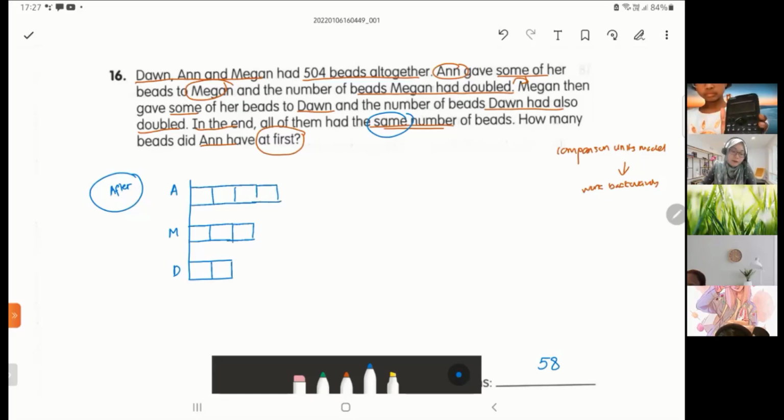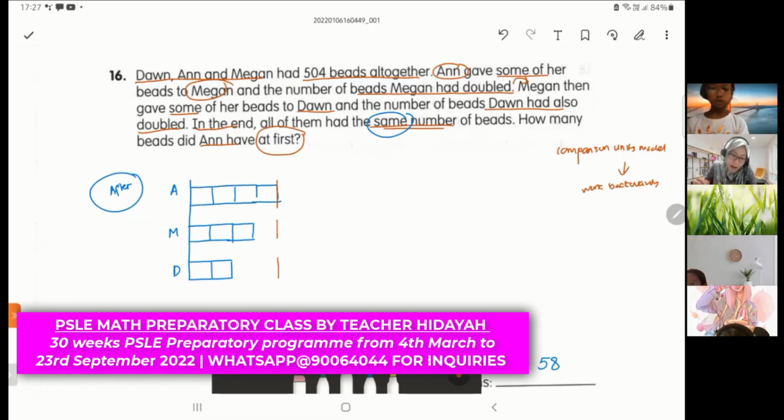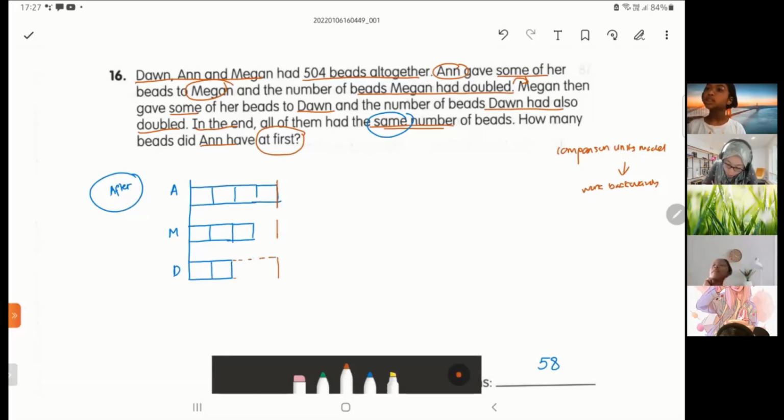Okay, like this. In the end, everyone will have the same. So it will be like that until here and then until here. This is the same part. So you can see that Dawn needs about 2 more units. Megan needs 1 more unit. And Anne it's okay, right? But when Anne gives some of the beads to Megan, the number of beads doubles. So you can see that Megan doubled by making it into 3 parts, right? Which means Anne is missing 3 units that she gave to Megan.